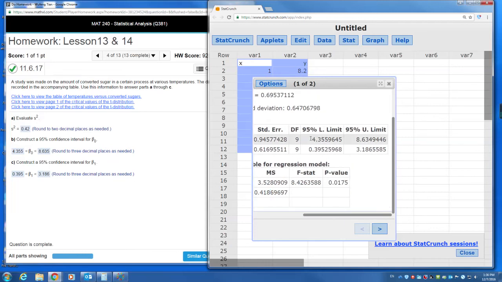So the lower limit is 4.355, the upper limit is 8.6345. And for beta 1, the lower limit is 3.395, the upper limit is 3.186. Okay.